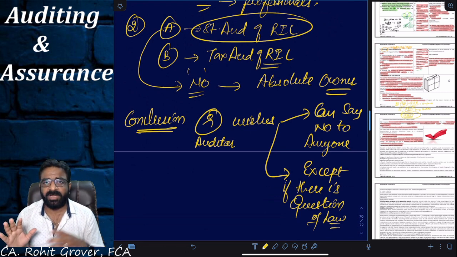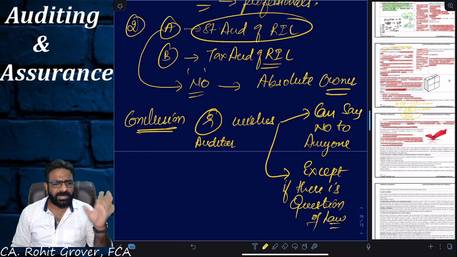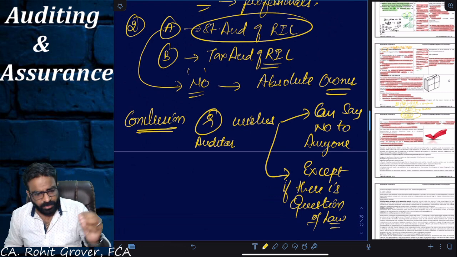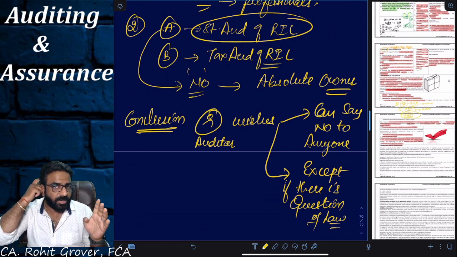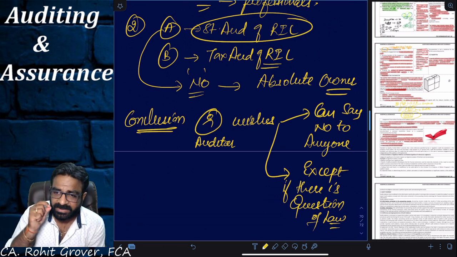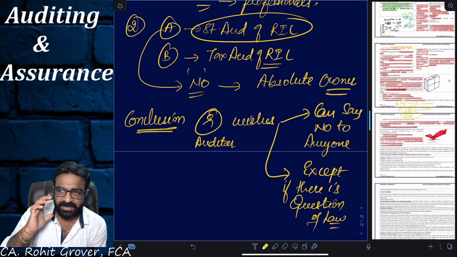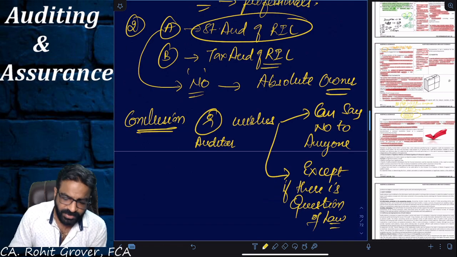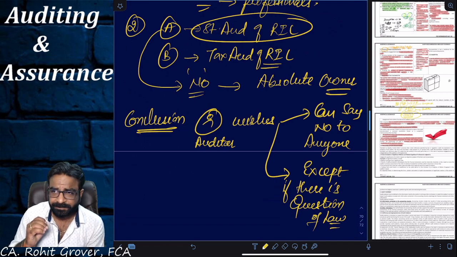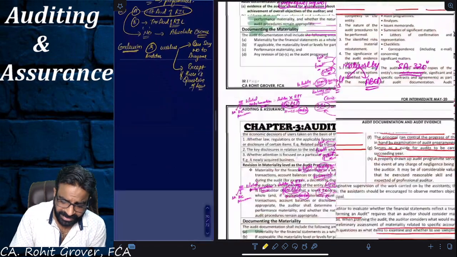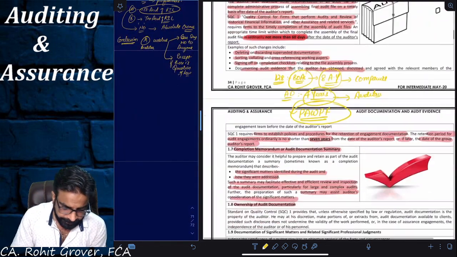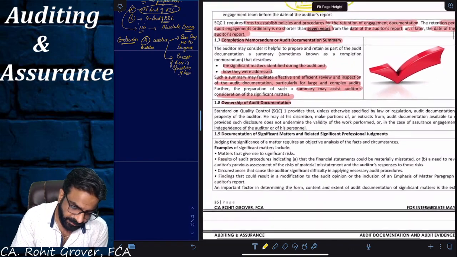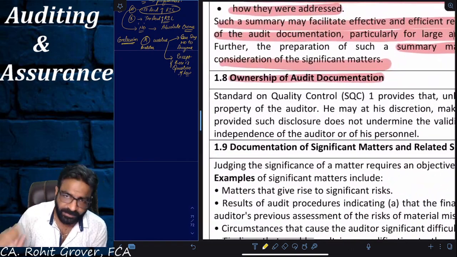So Standard on Auditing 230 says that you can say no to anyone. If you want, you can say no to the client also. If you want, you can say no to the professionals also. But you are not allowed to say no when it is a question of law, because question of law is bigger than you. As simple as that. So everyone, I hope all of you understood the concept of ownership here. Is the auditor a partial owner or absolute owner? Absolute owner. So everyone, please read this concept along with me.